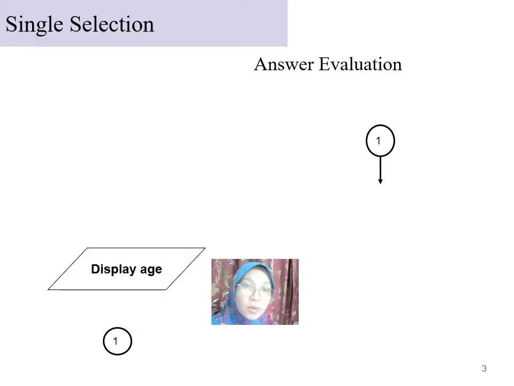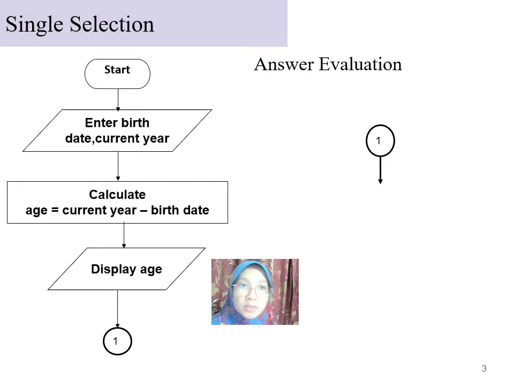Before this, we only covered sequence control structure. Look at the flowchart given here. You can see, start to find the age of a person. You start and then you enter birth date and current year. Then you calculate age, which is current year minus birth date. Then you get the age, and then you display the age.